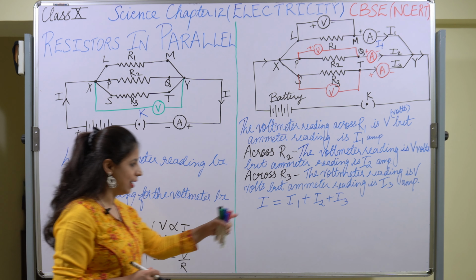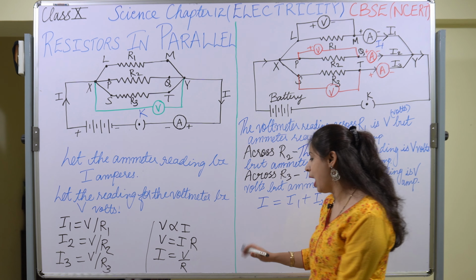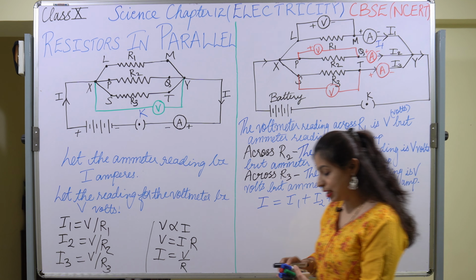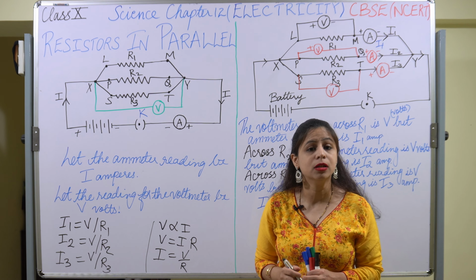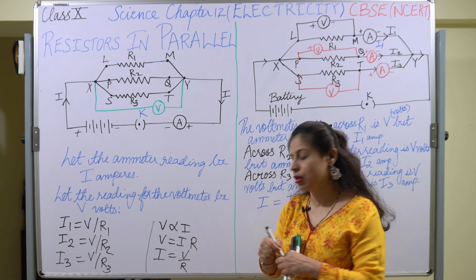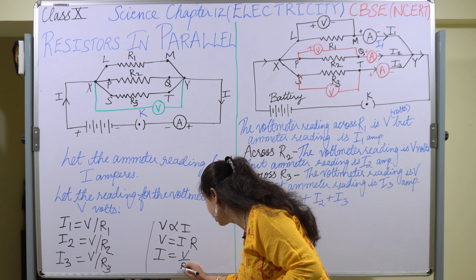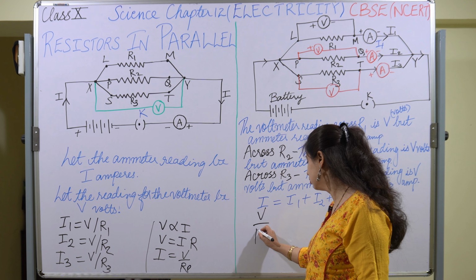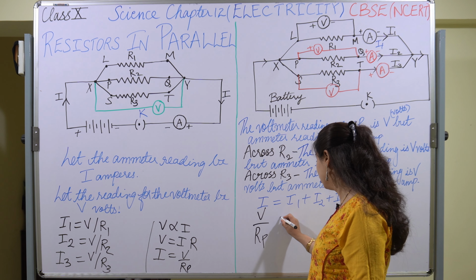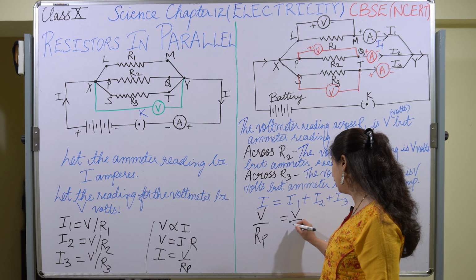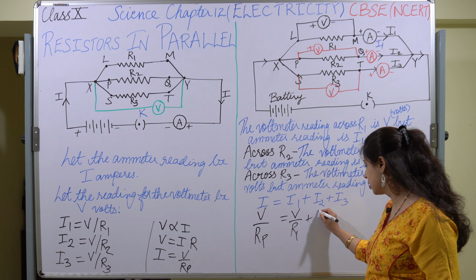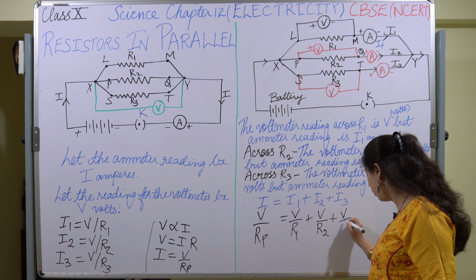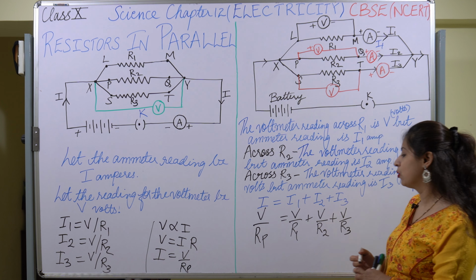So from here we have got the values I1, I2, I3. Let us put down the values. For I the value will be equal to V upon R, where R we can take as RP, the equivalent resistor of the parallel connection. So V upon RP is equal to V upon R1 plus V upon R2 plus V upon R3.